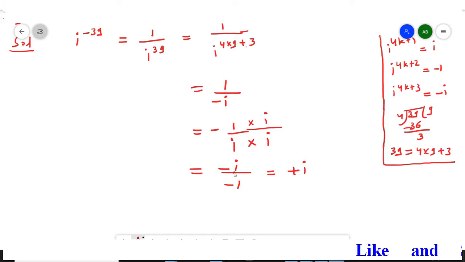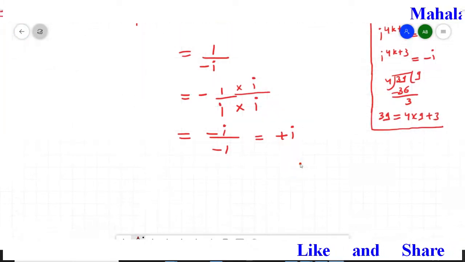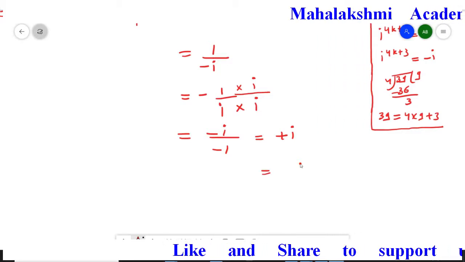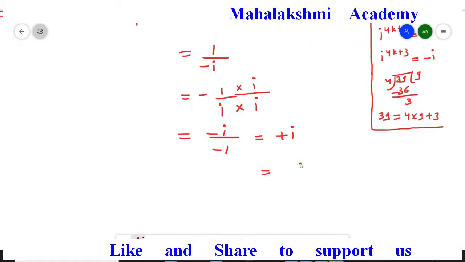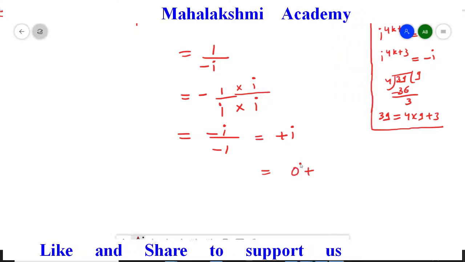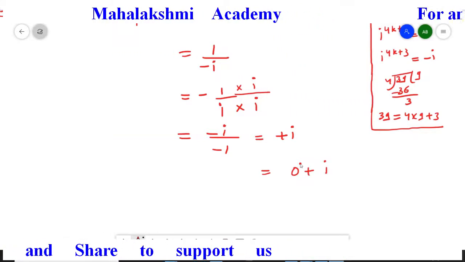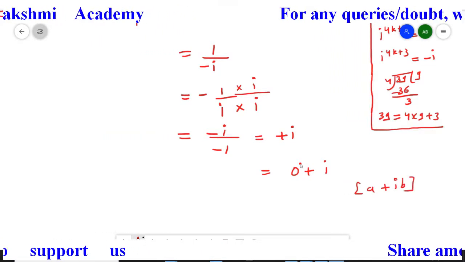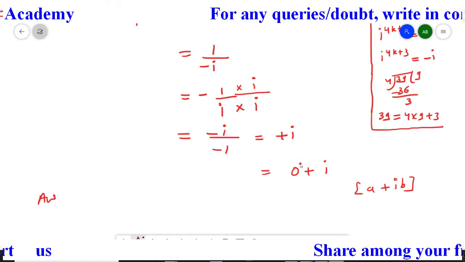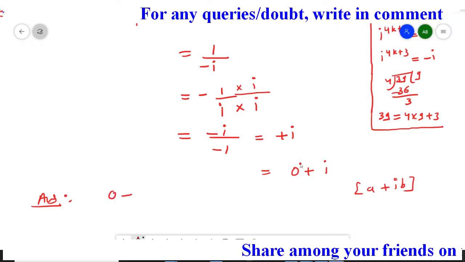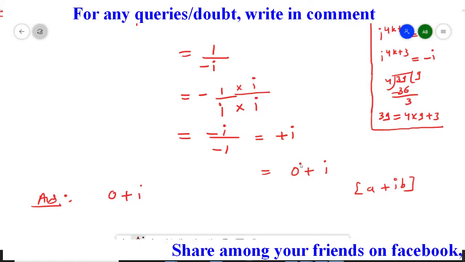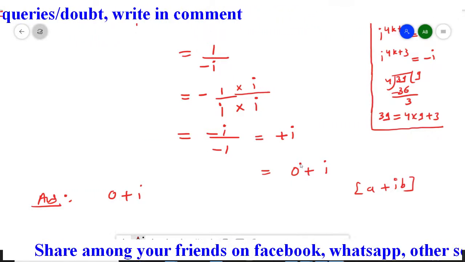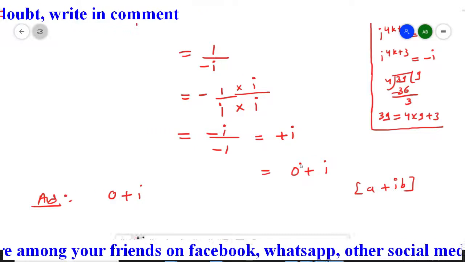Now, we have to write this plus iota in the form of a plus iota b. So we have to write it as 0 plus iota, because we have to write it in the form of a plus iota b. So that's why we wrote it. So its answer is 0 plus iota. Now, in the same way, we are going to do question number 4 also.